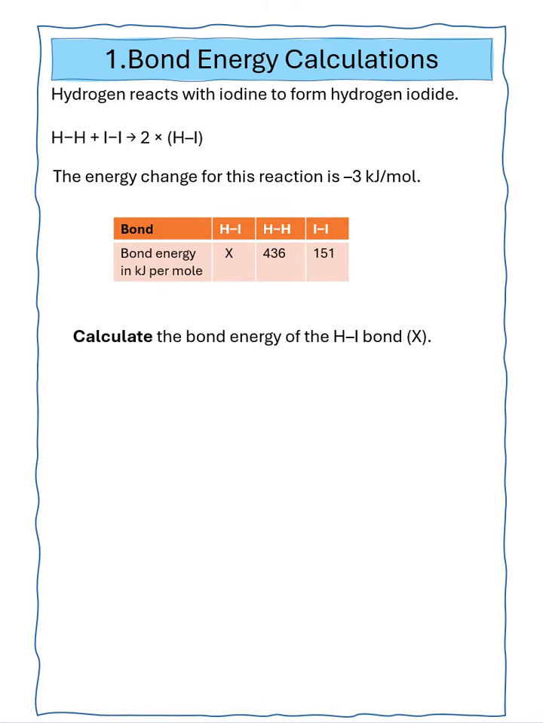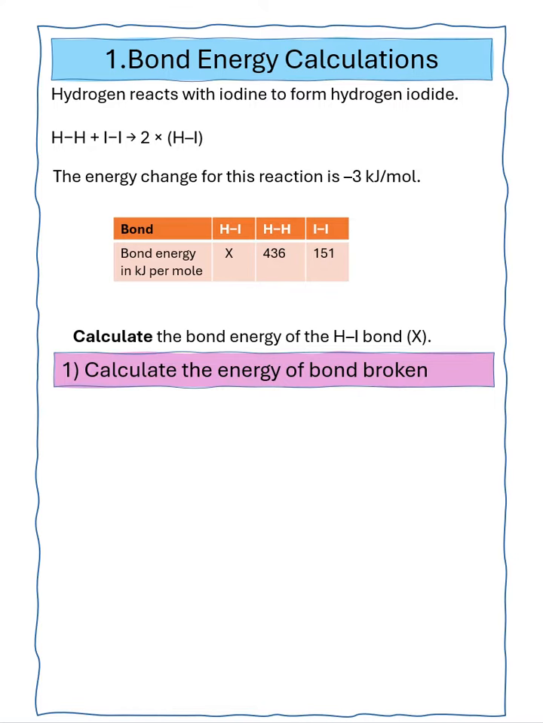So we're told in the question that hydrogen reacts with iodine to form hydrogen iodide. We're given the displayed formula of the reaction. We're told that the energy change of the reaction is minus 3 kilojoules per mole, so it's an exothermic reaction. And then we've got a table of bond energies, and you can see we've got the hydrogen to iodine missing. So that's the value we've got to calculate.